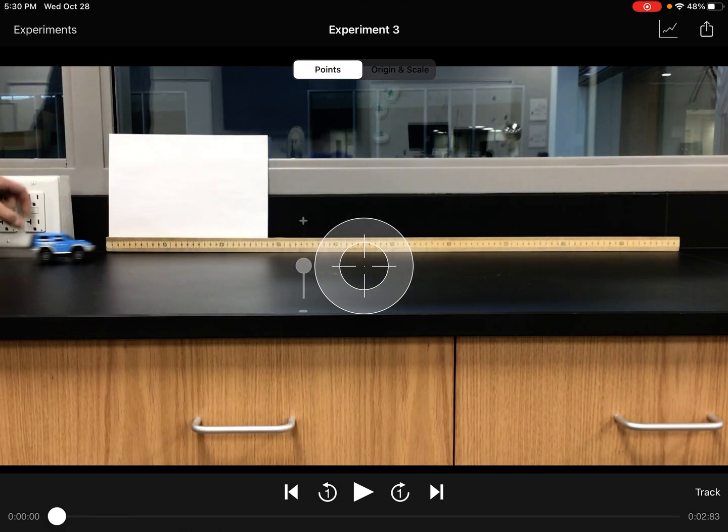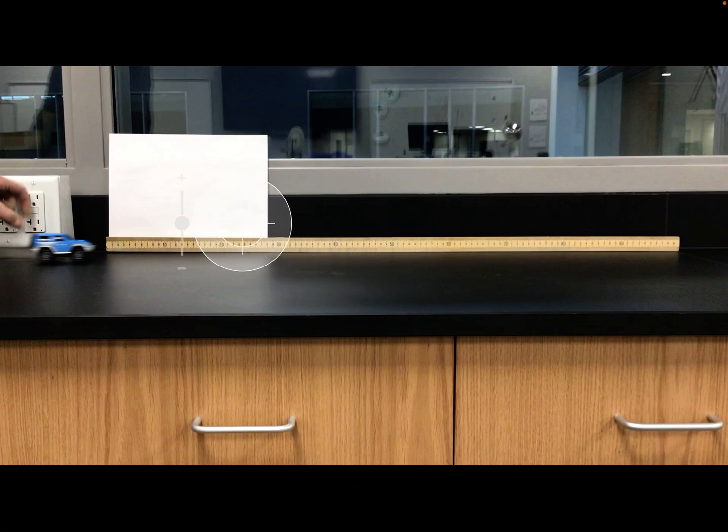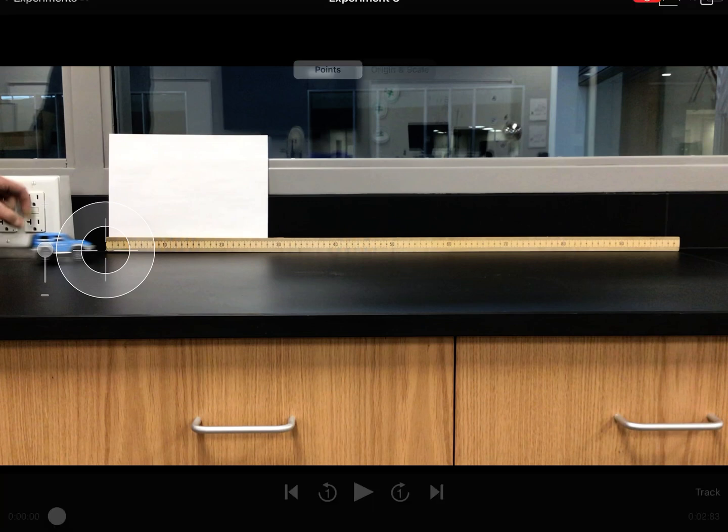Now the first thing in a video like this that we need to do is we need to identify the origin and the scale. So I'm going to call the beginning of my meter stick the origin. Now I put a piece of paper out here because if you don't have a meter stick or a ruler, you really could use anything. You could use anything with marks on it. You could just use a piece of paper, and I'll show you how to do that in just a minute.